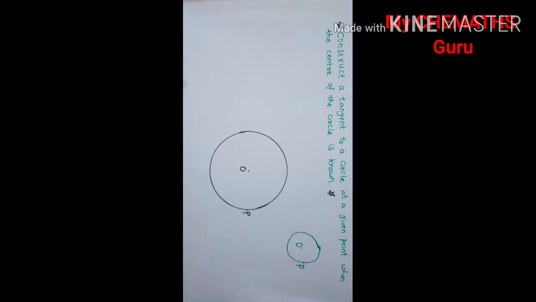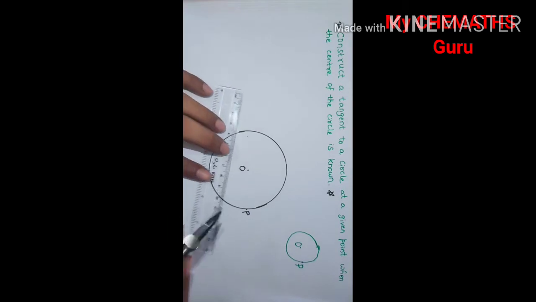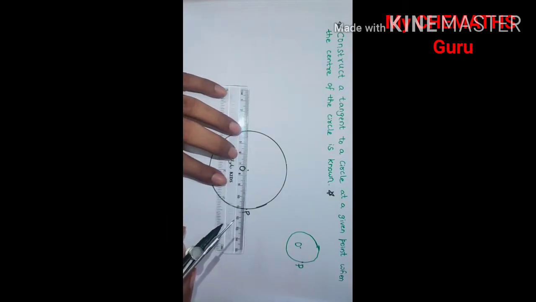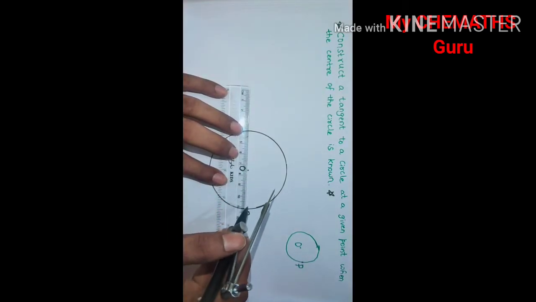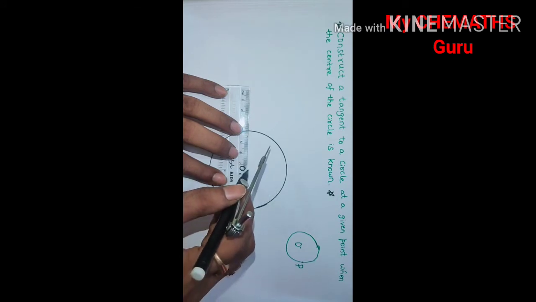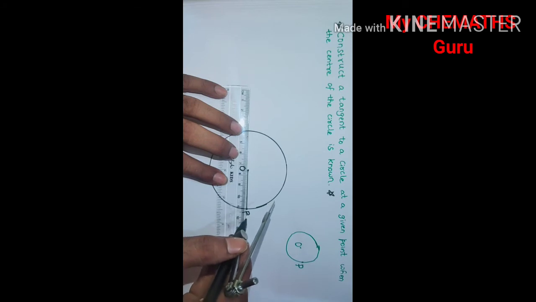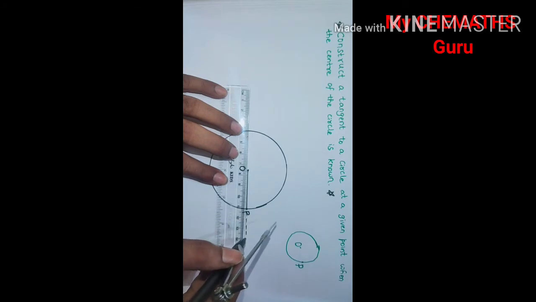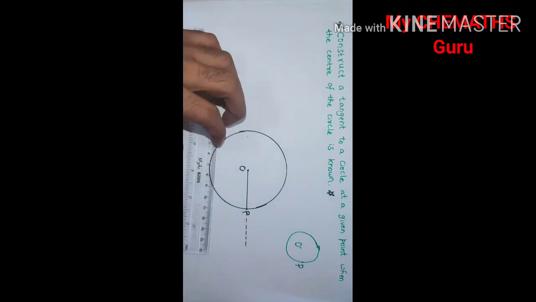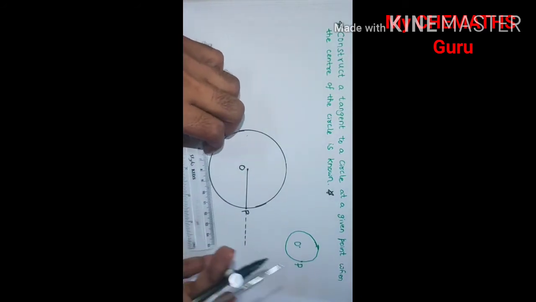Now join O and P by using a scale. Join OP like this. Put the pencil like this and join OP and extend it somewhere. Why am I extending? For our convenience, I am extending it somewhere.